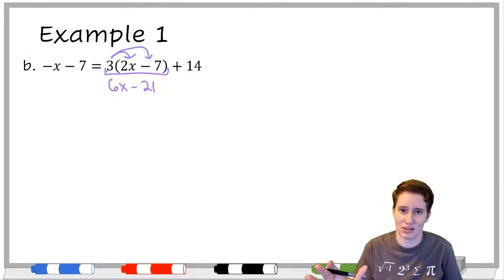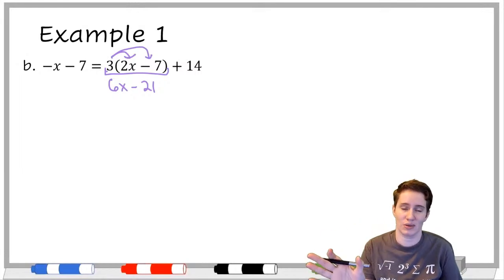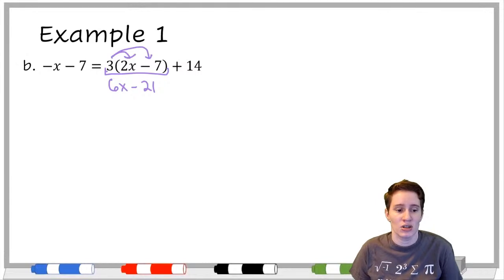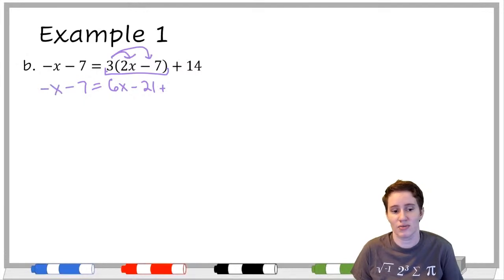The only thing that should change is the 3 parentheses 2x minus 7 close parentheses. That's changing to 6x minus 21. So I should have this equal sign drop down, this minus 7, this minus x, and on the right side of what I wrote, I should have this plus 14 drop down. So that's the first step, get rid of parentheses.